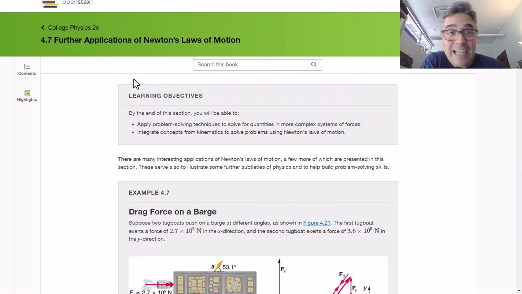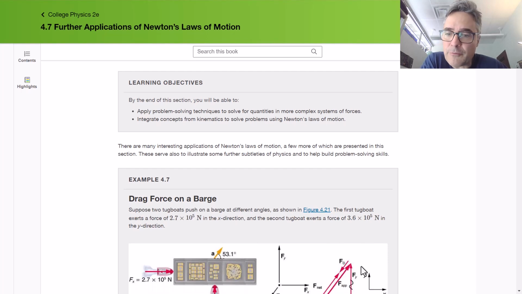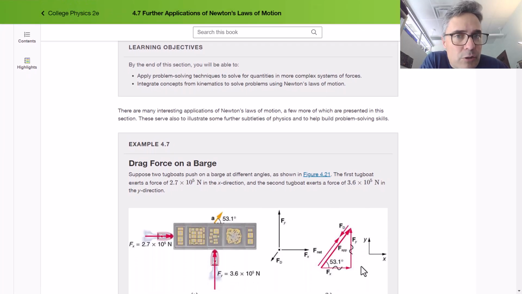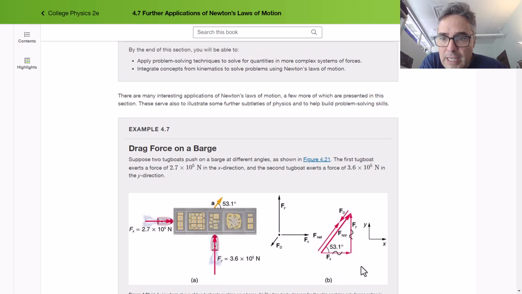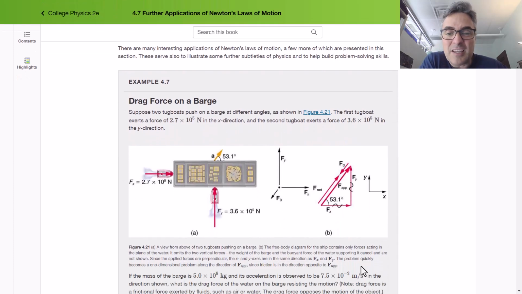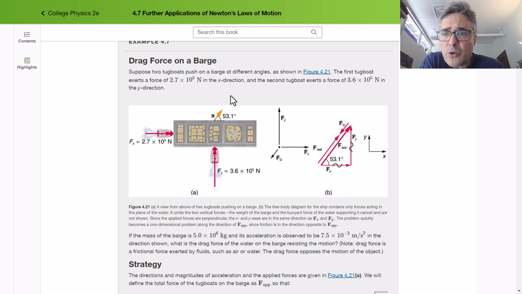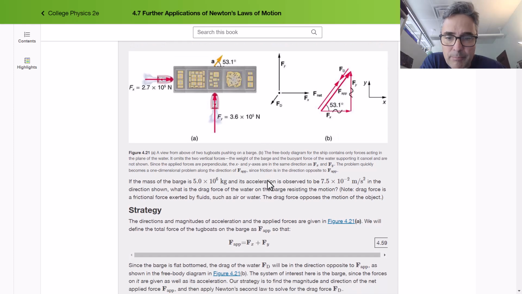4.7 is further applications of Newton's laws of motion, and 4.8 is just talking about the fundamental forces. So there's not a lot of very useful new information. It's just more like examples and little tips and tricks. So you should read through it, and try the drag force on a barge. What they're saying there is that there are these two pushing forces from these tugboats, and then the water itself exerts this drag force on the boat.